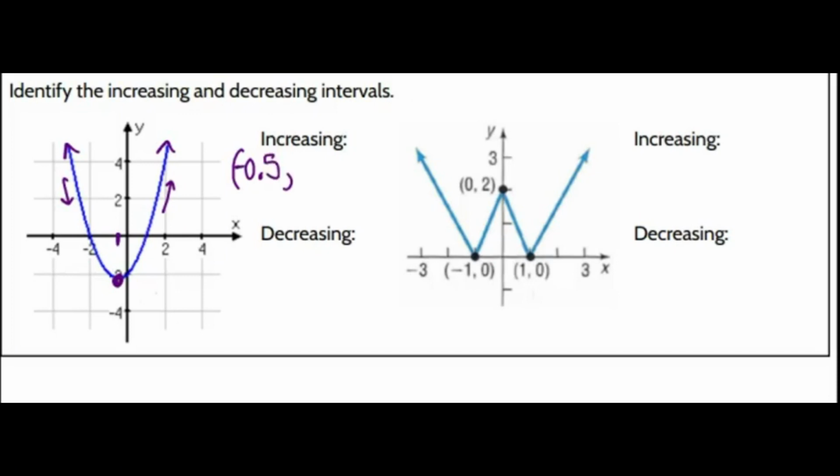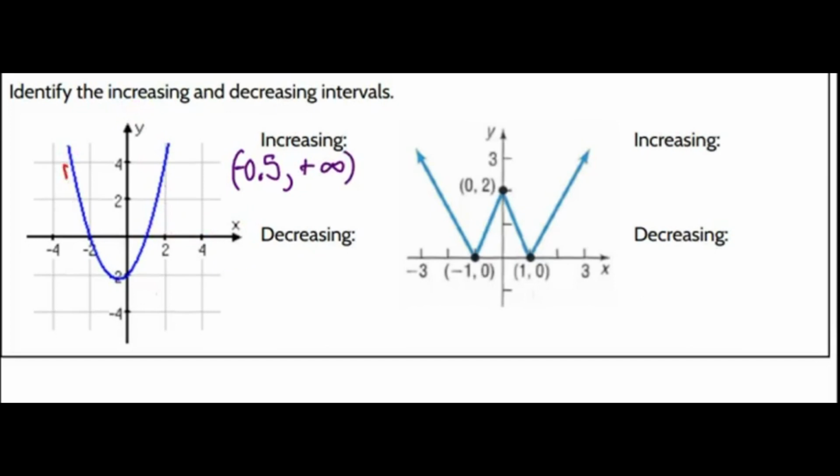Now this arrow means infinity, and remember we're looking at the x values. So the arrow is actually referring to both positive infinity on the x and positive infinity on the y. So I'm increasing from -1/2 all the way to positive infinity.